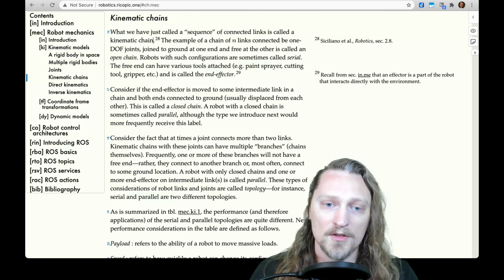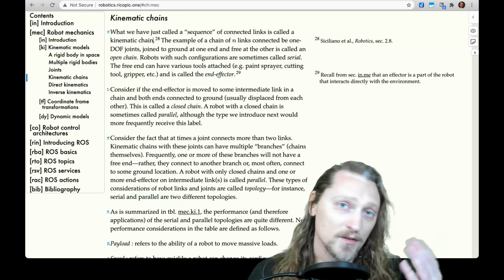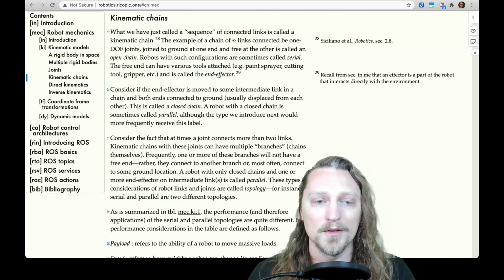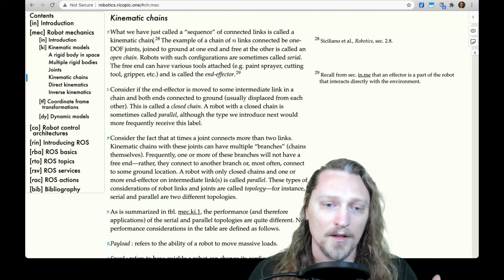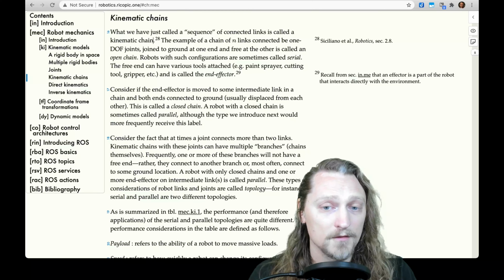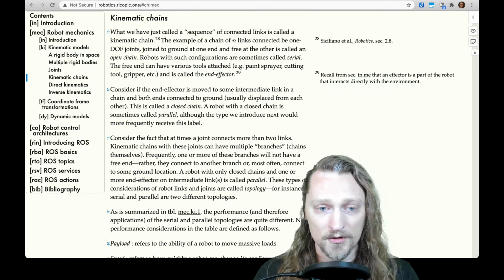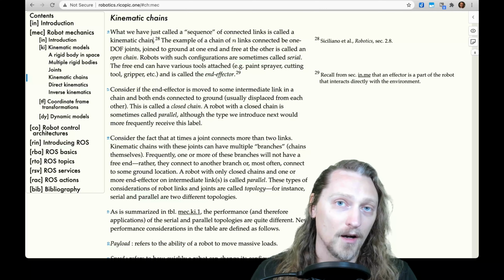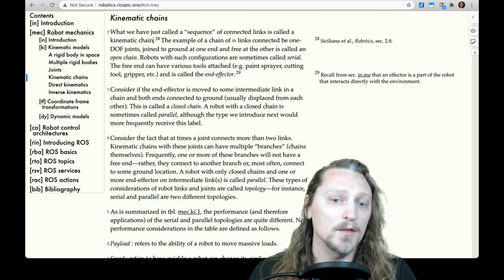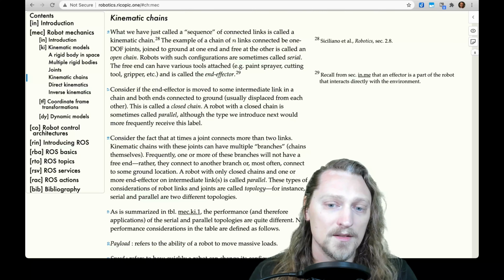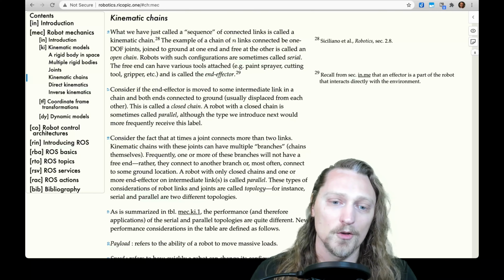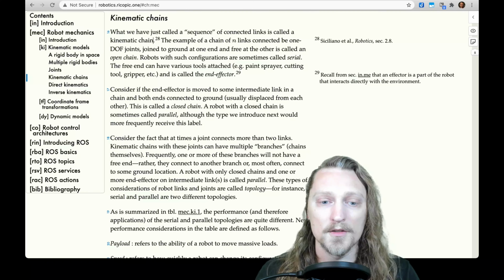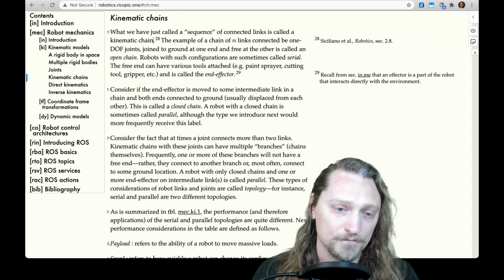Kinematic chains with these joints can have multiple branches or chains themselves. Frequently, one or more of these branches will not have a free end. Rather, they connect to another branch or, most often, connect to some ground location. A robot with only closed chains and one or more end effectors on intermediate links is called parallel. These types of considerations of robot links and joints are called topology. For instance, serial and parallel are two different topologies.